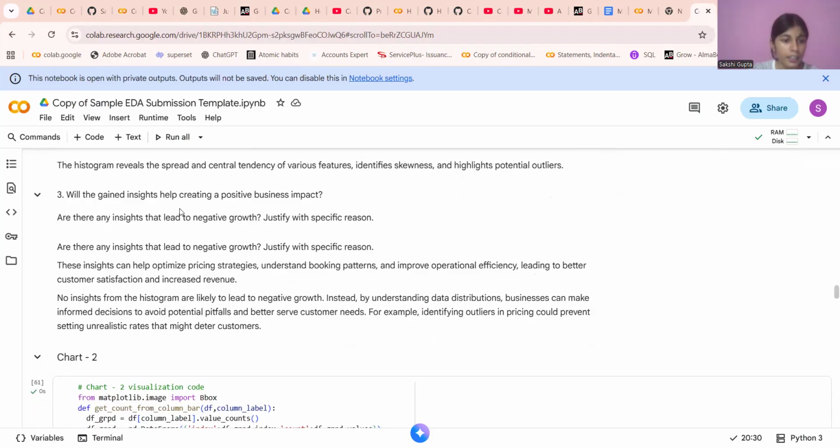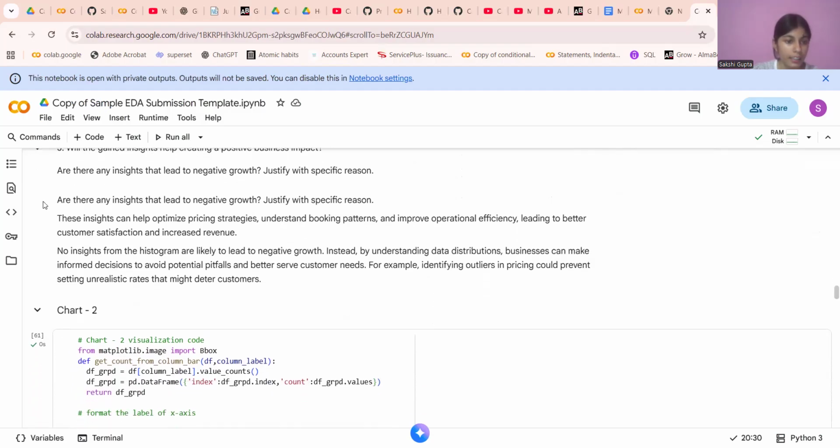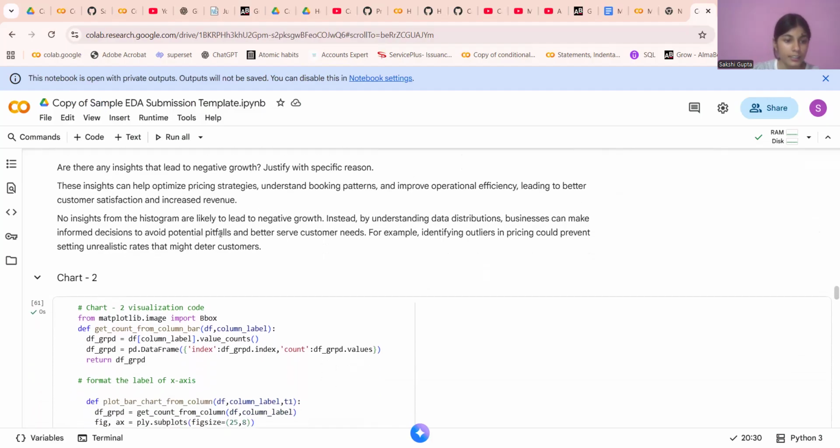Will the gained insight help create a positive business impact? Are there any insights that lead to negative growth, with a specific reason? The answer is this insight can help optimize pricing strategy, understand booking patterns, and improve the operational efficiency, leading to better customer satisfaction and increasing the revenue.